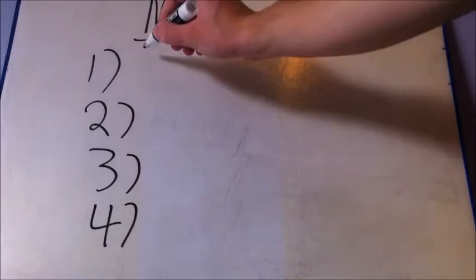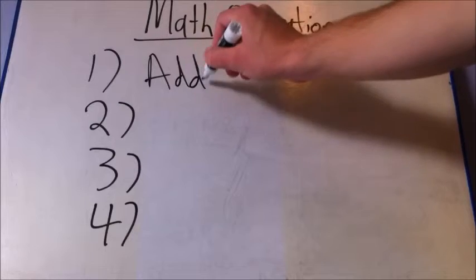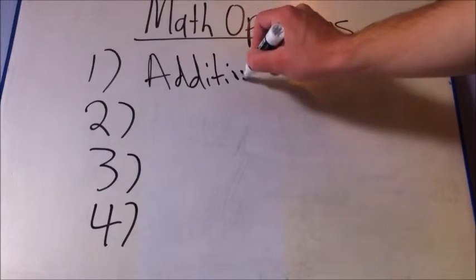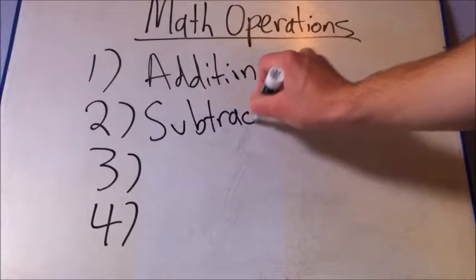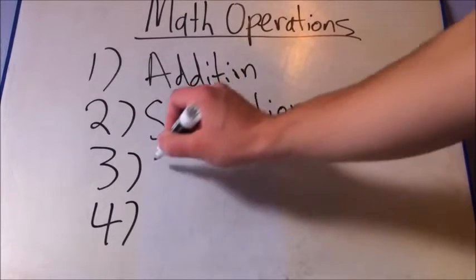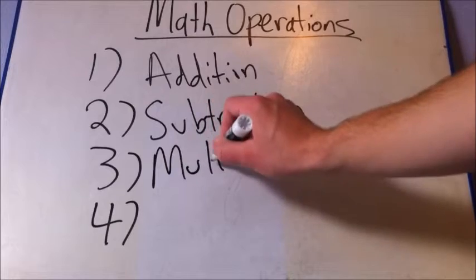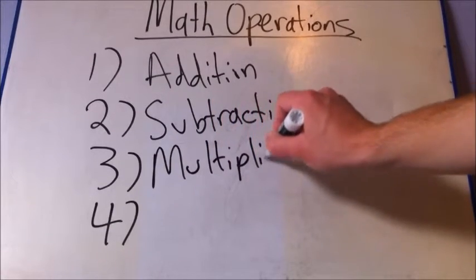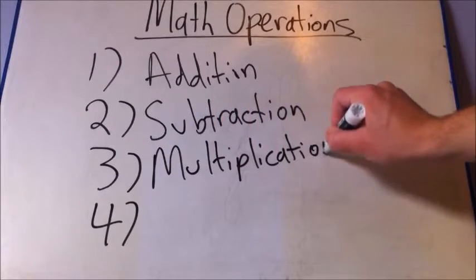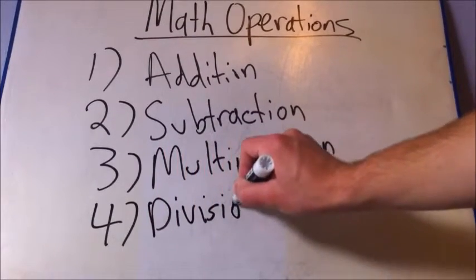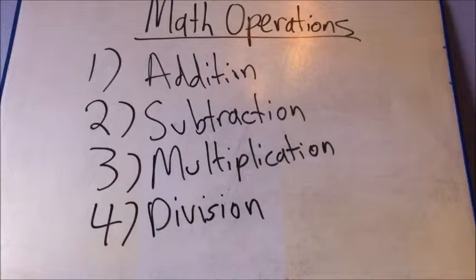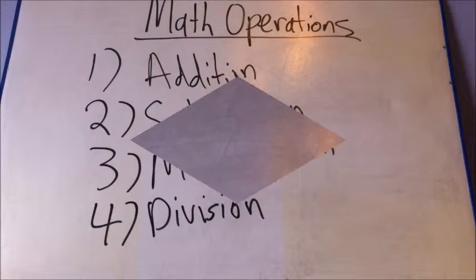They include addition, subtraction, multiplication, and division. Any of these four operations may be necessary when trying to separate our variable to find our answer.